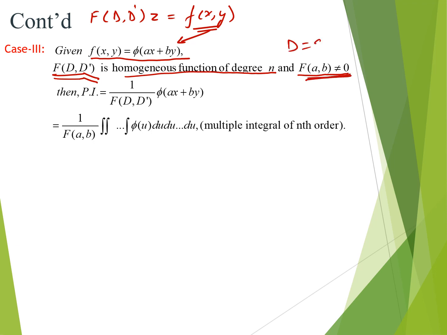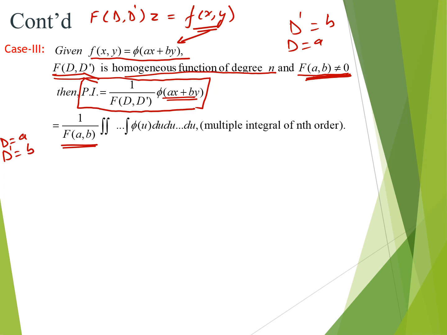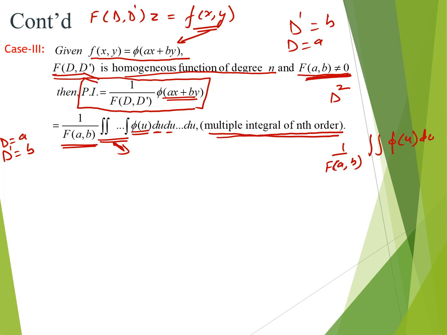When we substitute the value of D as a and D dash as b, it is not equal to 0. Then the PI is 1 over f(D, D dash) into phi of ax plus by, equal to 1 over f(a, b), that means we replace the value of D as a and D dash by b, and integration of phi of u du, multiple integral of nth order, that means if the power of D is 2, then we have to integrate twice. So 1 over f of (a, b) and double integration of phi of u du, where u is equal to ax plus by.